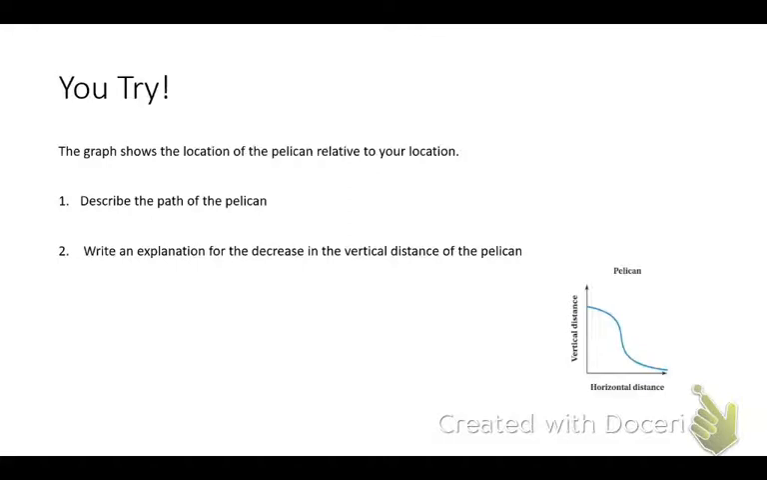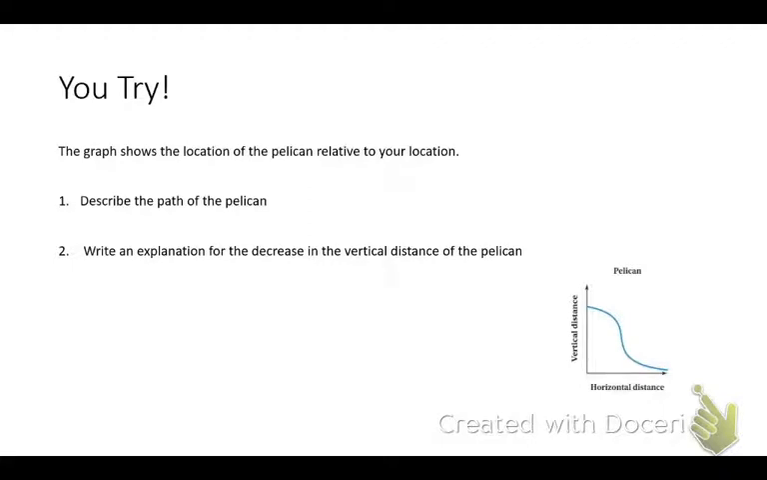Look at the path of the pelican. We have a vertical distance, that's his height in the air, and then a horizontal distance or a walking distance. You could think of that as ground zero. I want you to describe the path of the pelican, what's happening as far as his flight pattern goes. Okay? And then try to write an explanation for the decrease in the vertical distance. All right? Go ahead and work on this. I'm going to give you about 2 or 3 minutes to work on this.